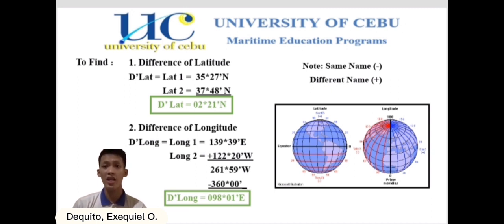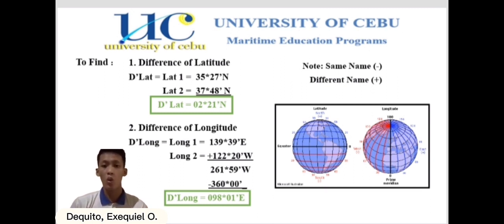So 139 degrees plus 122 degrees is equivalent to 261 degrees, plus the 39 minutes and plus the 20 minutes is also equivalent to 59 minutes west. So since we don't have a final answer for 261 degrees, we will subtract it from 360 to get the final answer for Dlong.